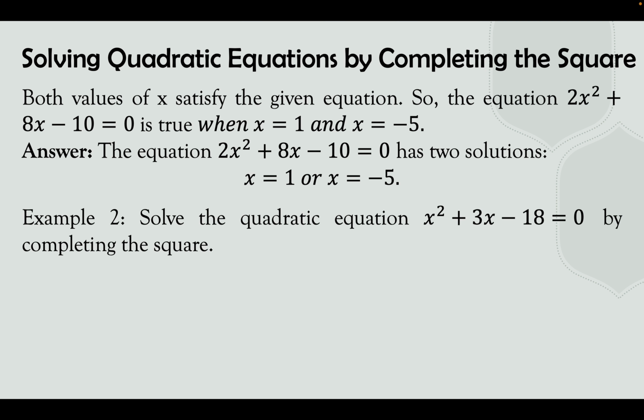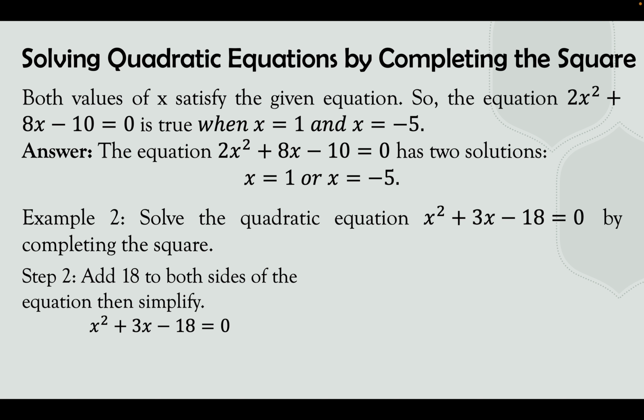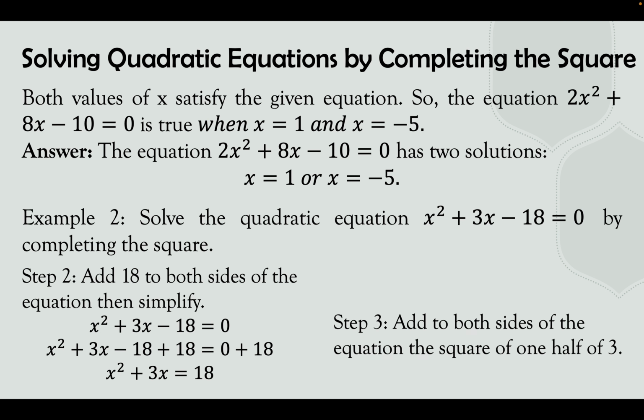Example number 2: solve the quadratic equation x² + 3x - 18 = 0 by completing the square. Since we don't need to simplify this one, let's proceed to step number 2. We need to add 18 to both sides so that we can isolate the terms with variables, and the right side has the constant term. So we have x² + 3x - 18 + 18 = 0 + 18. So we have x² + 3x = 18.